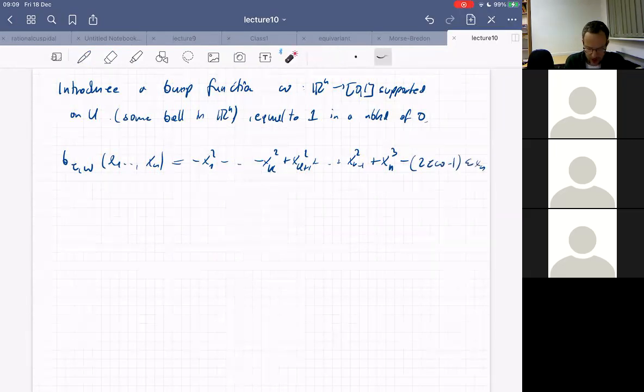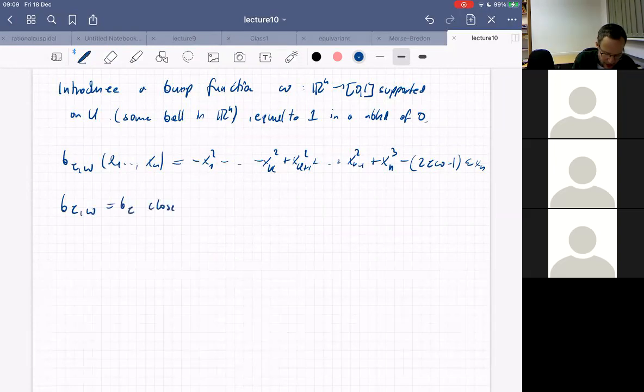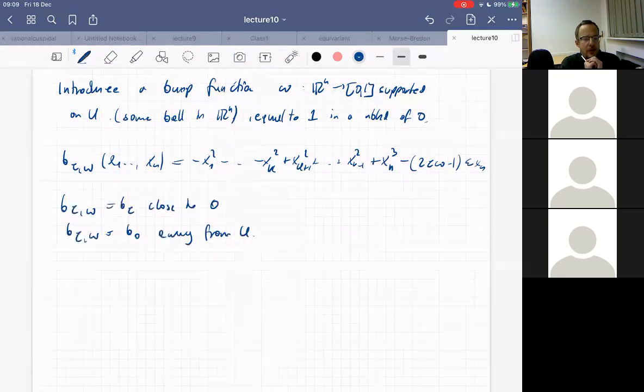So what is happening, if I introduce here this parameter omega, then my function will be equal to b tau omega is equal to p tau close to 0, and b tau omega is equal to p0 away from you. Okay, that is what we are doing here.